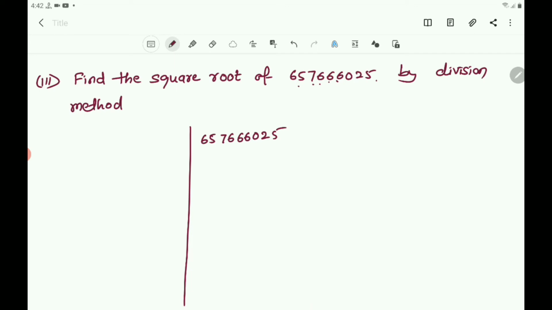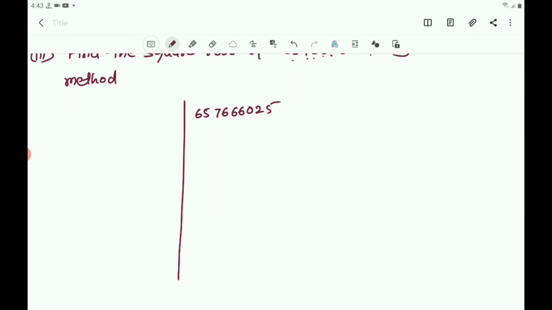66,025. Now as usual, make pairs of digits starting from the digit at ones place, that is starting from 5, 5 2, 0 6, 6 6, 7 5, and in the last group there is only one digit, that is the single digit group, that is 6. Here there are how many digits? 1 2 3 4 5 6 7 8 9. As there is an odd number of digits, you will get the last group as a single digit group, and as it is having 9 digits, its root is having 9 plus 1 by 2, that is 10 by 2 equals 5 digits. Let us observe here.